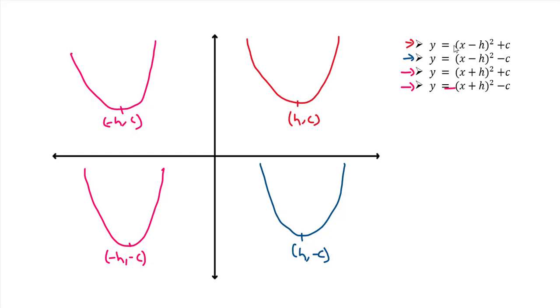So what will happen in case we have a minus sign over here? We'll get the mirror image of the respective graph. So instead of y is equal to x minus h the whole square plus c, if we had y is equal to minus of x minus h the whole square plus c, it will just be the mirror image of this graph. Likewise, you can consider the third and the fourth case as well.